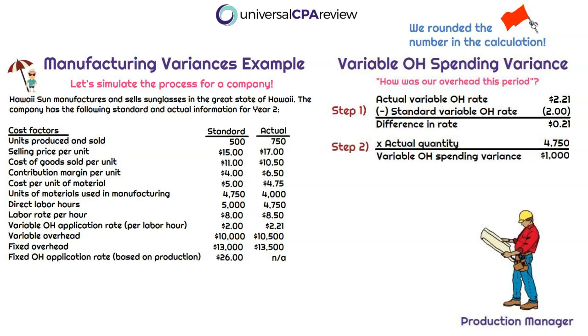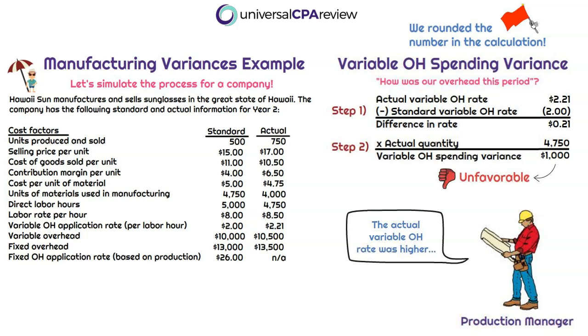Now the question is, okay, from the production manager's perspective, is that favorable or unfavorable? Well, the actual variable overhead rate was higher than what they had budgeted, meaning that based on the amount of labor hours and the variable overhead that was actually incurred, it was a higher rate. So it's going to be unfavorable. So the production manager would say, okay, our variable overhead rate was higher this period. Maybe we underapplied variable overhead when we did our standard. So we might need to rethink that. But overall, we know it's an unfavorable variance.